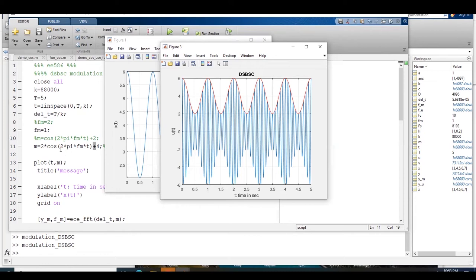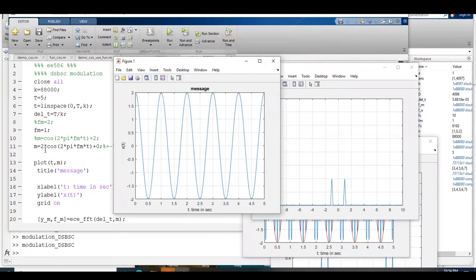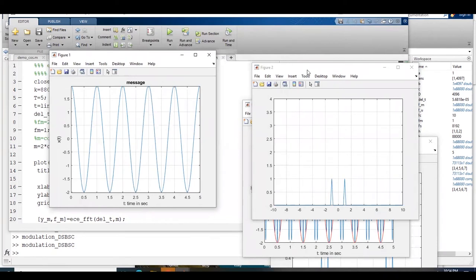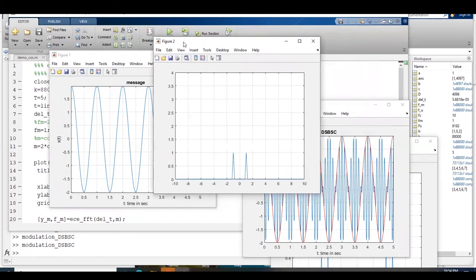What about if I just plot a cosine signal? You can see here I plot 2 cosine 2 pi t, so from -2 to 2 now. So this is a cosine signal. I have 5 seconds here. And you can see this is a frequency domain. The spectrum will be 2 delta functions at 1 and -1 here, and the magnitude is 1. Right? This is a Fourier transform of the message signal.